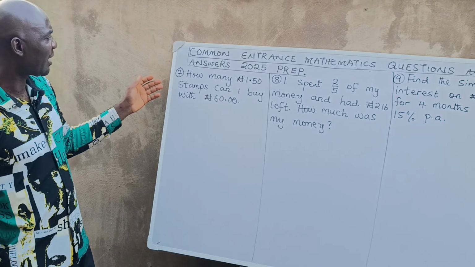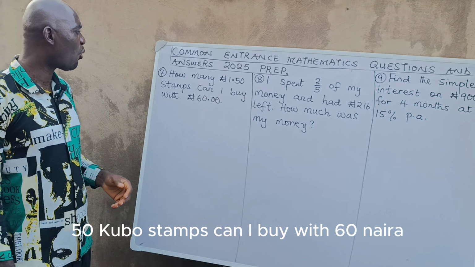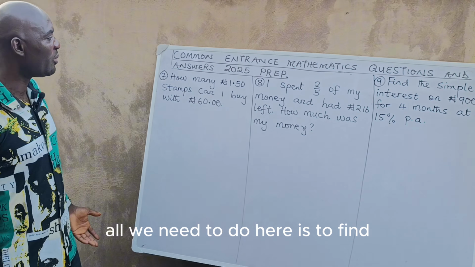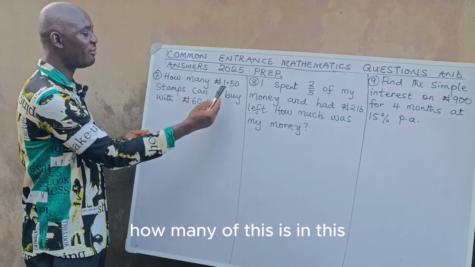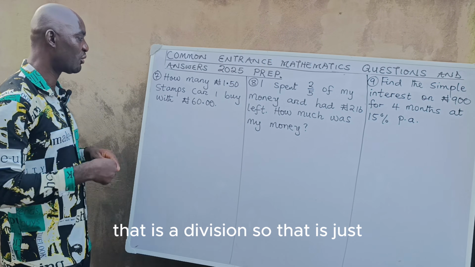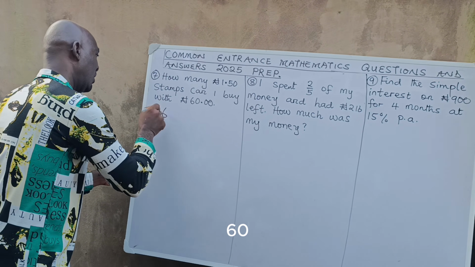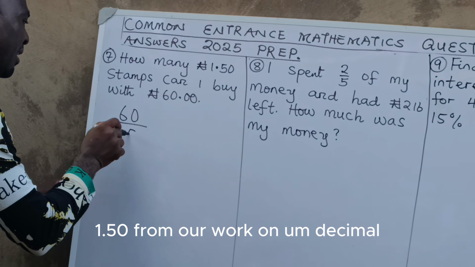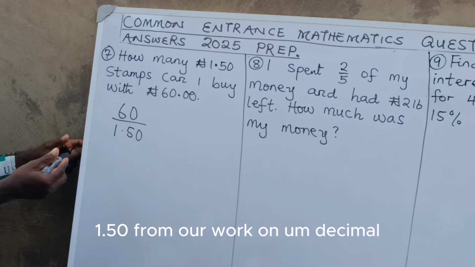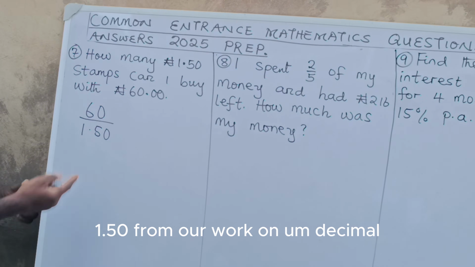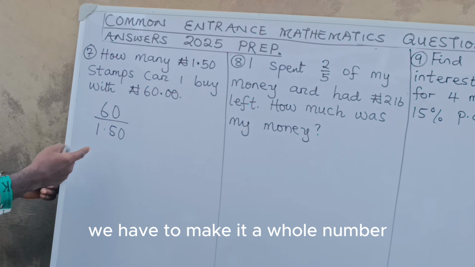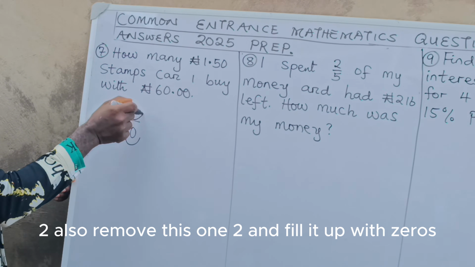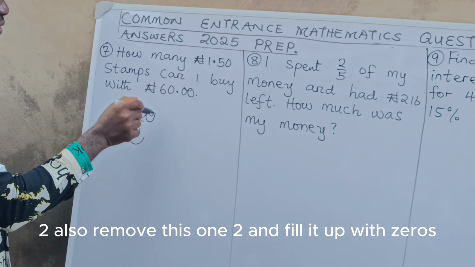Question number 7. How many 1 naira 50 kobo stamps can I buy with 60 naira? All we need to do here is to find how many of this is in this. That is a division. So that is just 60 divided by 1.50. From our work on decimals, the denominator is a decimal. We have to make it a whole number. So we move the decimal places 1, 2. Also, we move this 1, 2. We can fill it up with zeros.